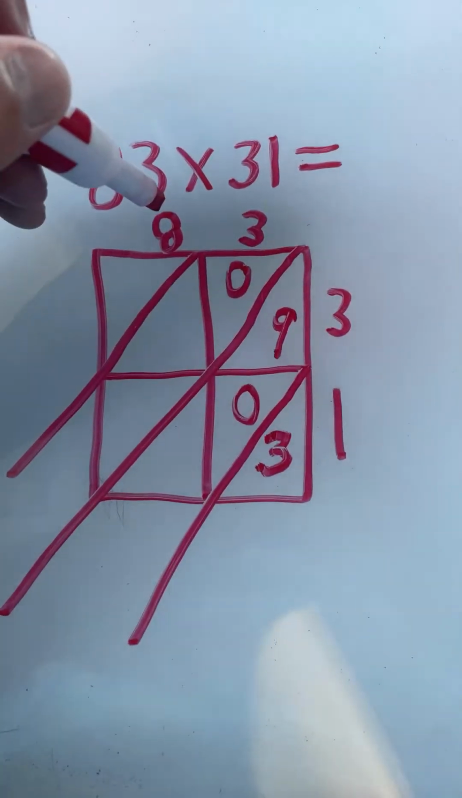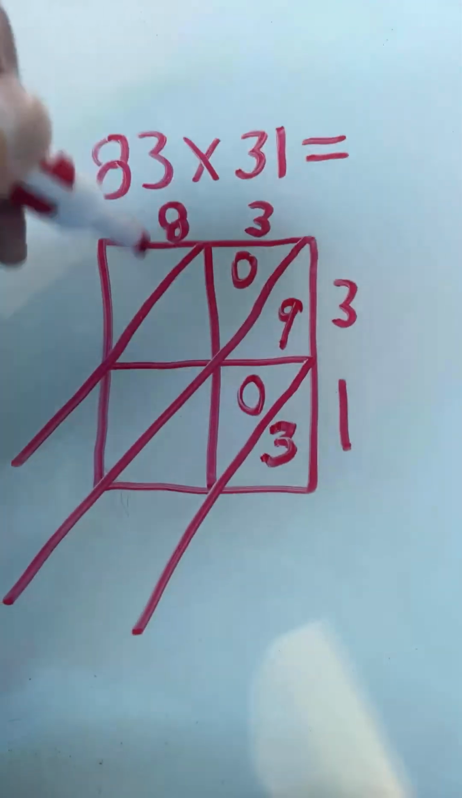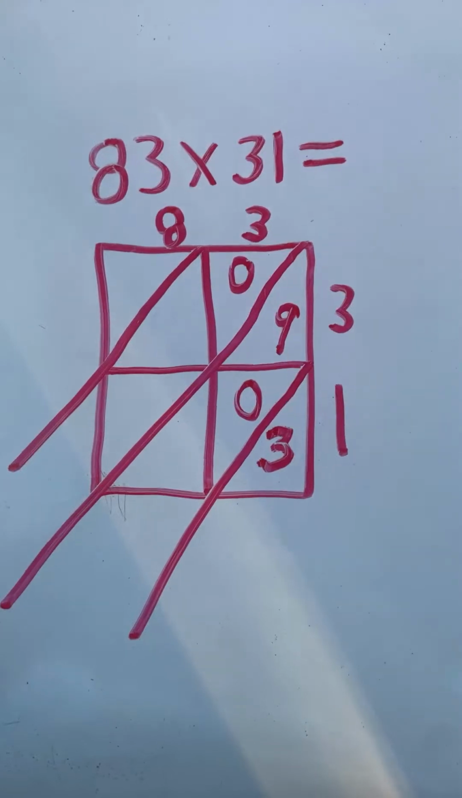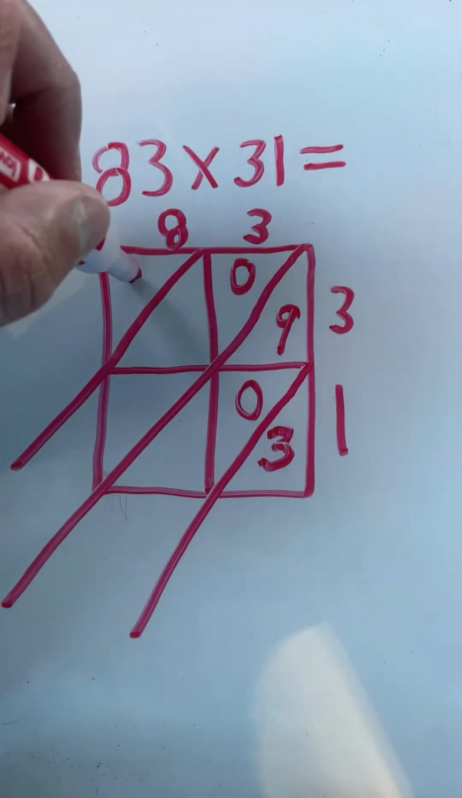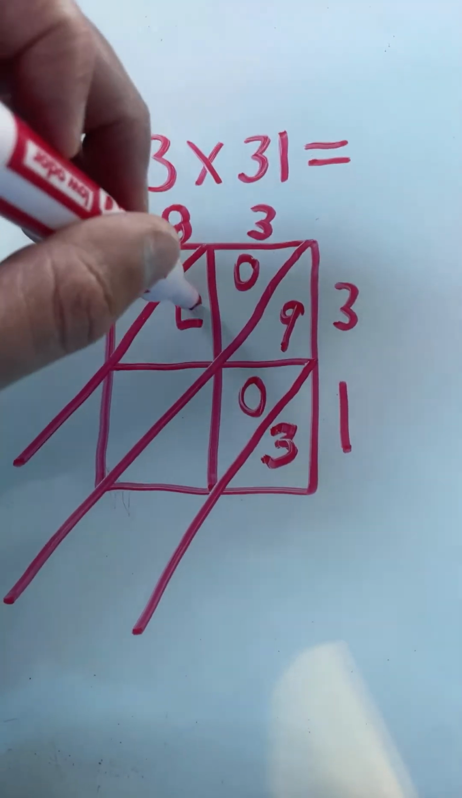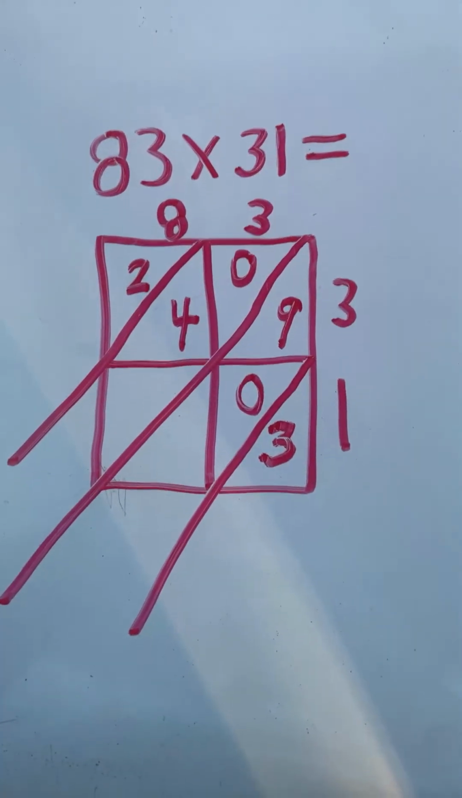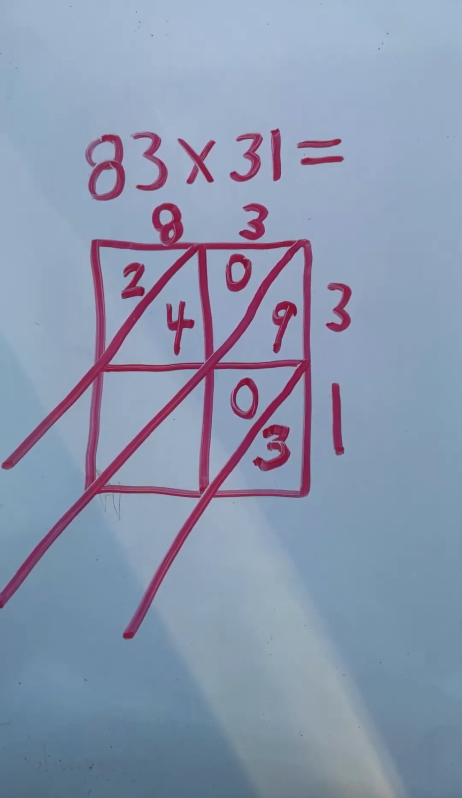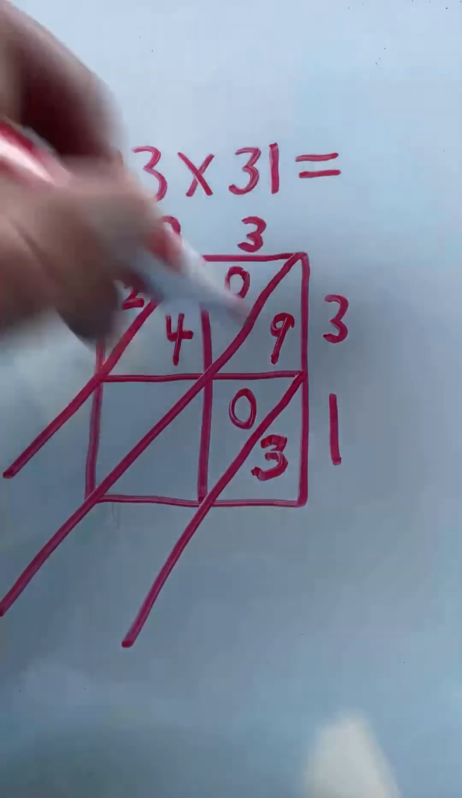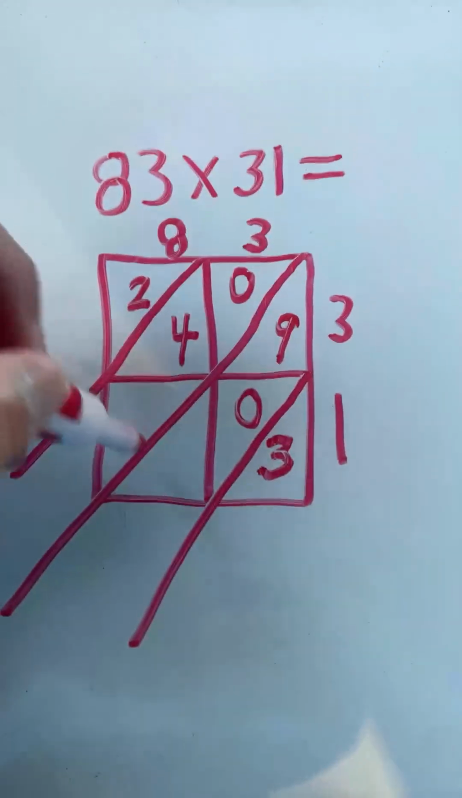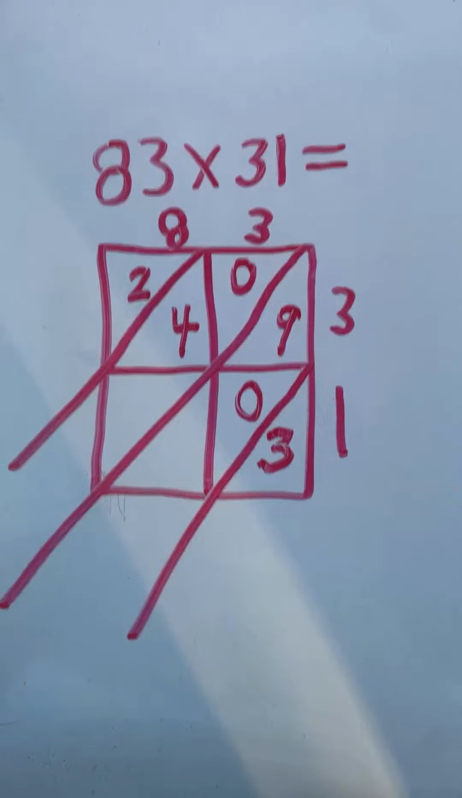Next, we're going to multiply 8 times 3. And the answer to 8 times 3 is going to go in this square here. 8 times 3 equals 24. 2 in the top triangle, 4 in the bottom triangle. 8 times 1. The answer to 8 times 1 is going to go in the square here. 8 times 1 equals 8.